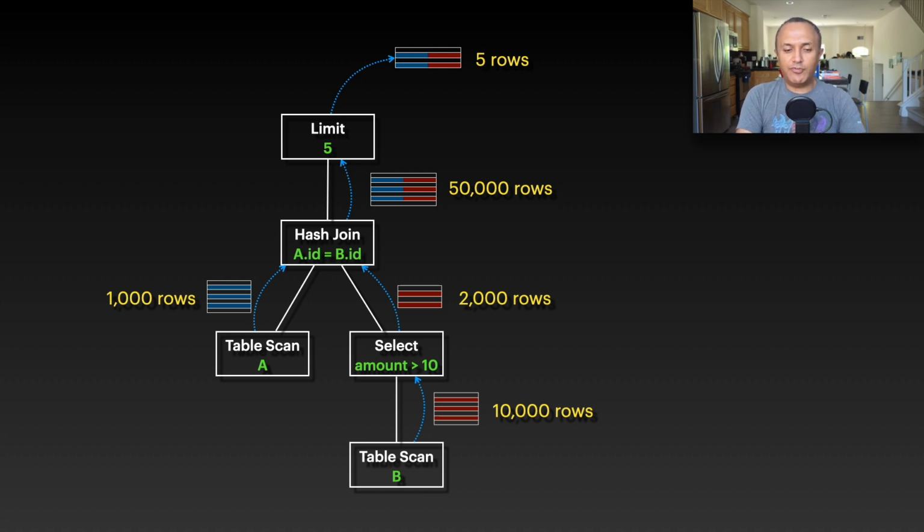Did we need to scan all the rows from table A? Yes, because we need to build a hash table. But did we need to scan all the rows from table B? Probably not. But how many did we need to scan? You don't know, because you don't know how many are going to pass the selection or how many are going to join. So this is why you need to scan all of them, and then at the very end just pick the first 5. So this is a lot of wasted work that makes the query unnecessarily slow.